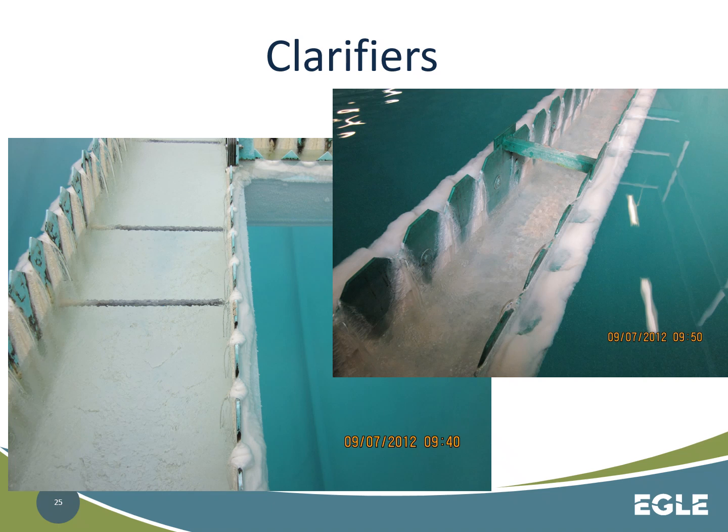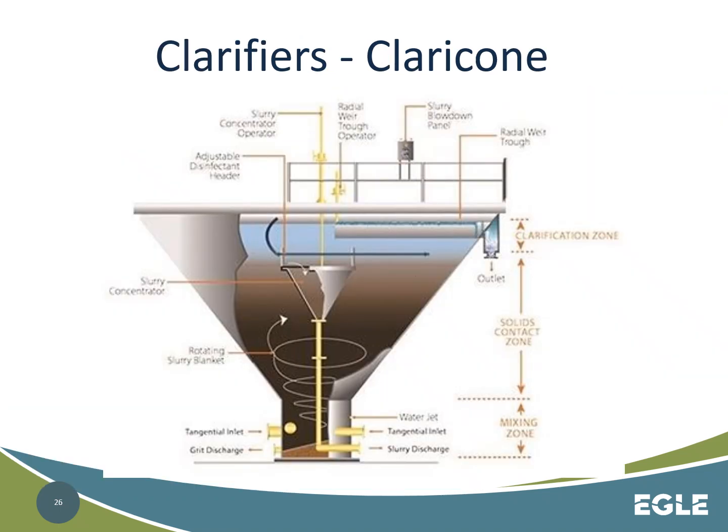Equipment associated with lime softening easily gets caked with calcium carbonate and requires annual maintenance, as you see here. A claricone is a different type of clarifier used in water softening. It features an adjustable overflow slurry concentrator.